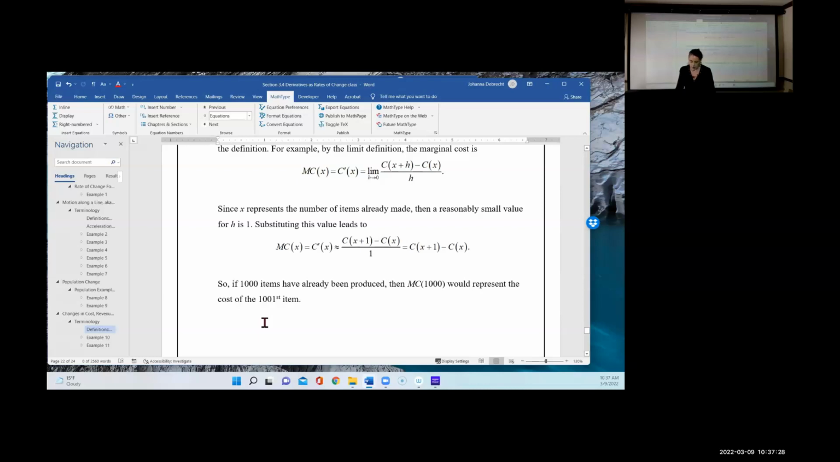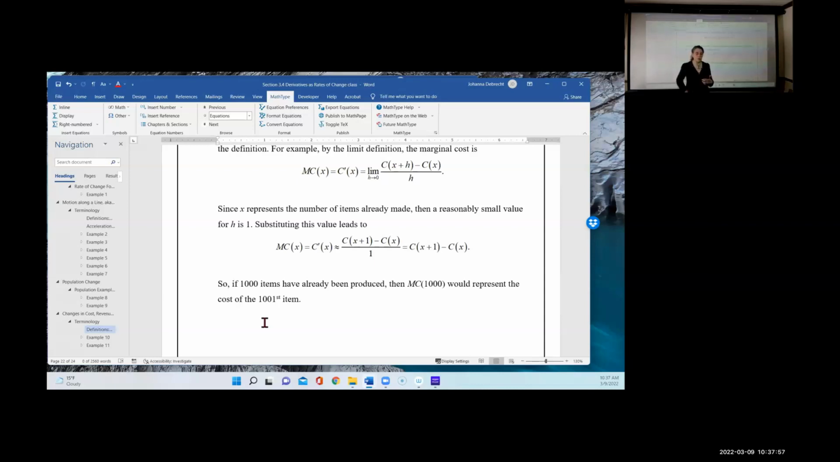Now we can approximate these using that linear function, which ends up giving us the cost of the next item minus the cost of the previous item. And that will give us an approximation for the marginal cost. All right. That's one of the applications of the linear approximation function, which is just the tangent line. So that gives us the cost.